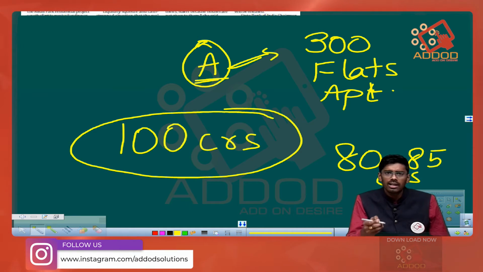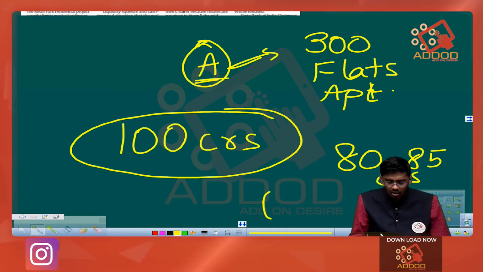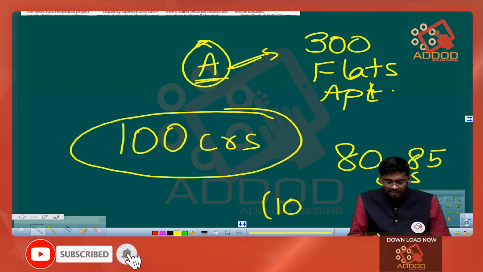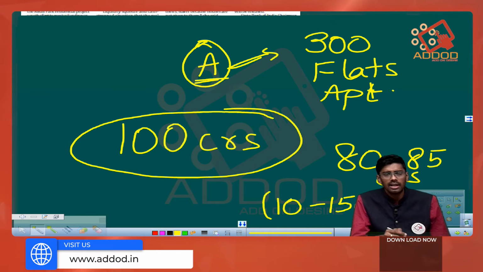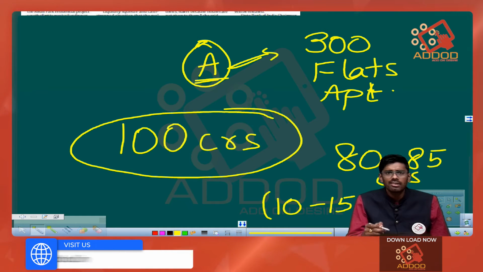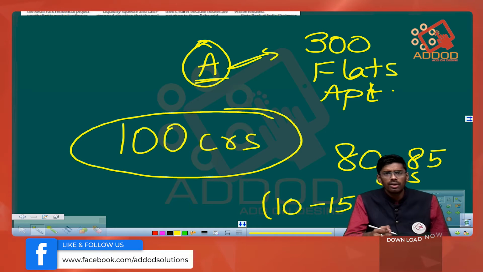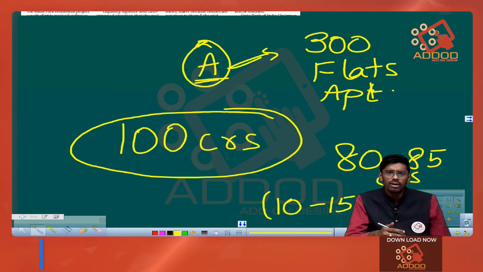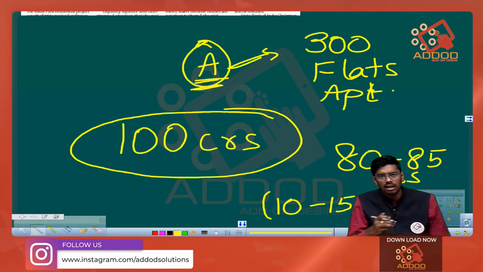So what the government will do is, the government will loan this additional or this remaining 10 to 15 crores to the firm A, so that the apartment can be constructed. And once the apartment is constructed, the buyers will pay the remaining amount, and the remaining amount could be used by firm A to repay back the loan.